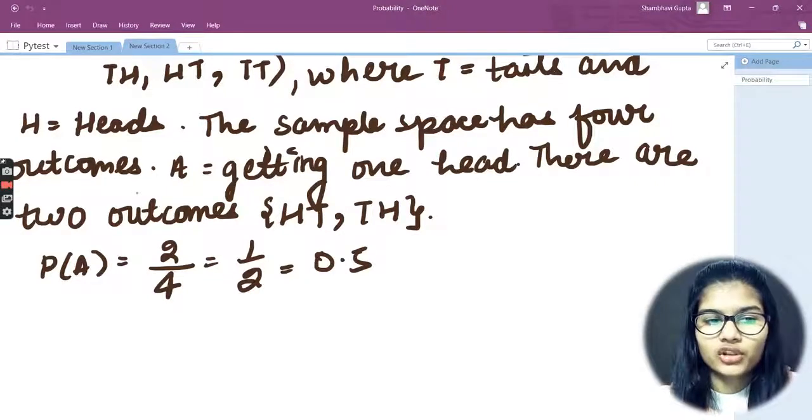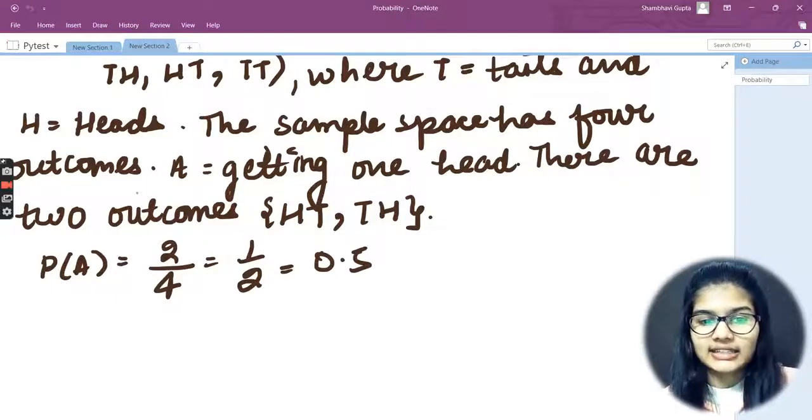So I just wrote both of those, and then the probability of A is 2 by 4, which, if I cancel that out, is equal to 1 by 2. Further, I have 0.5, so the probability of A is 0.5, which means that it is equally likely to happen. So this was what we just discussed as well. I hope this example I took up here is clear to you.